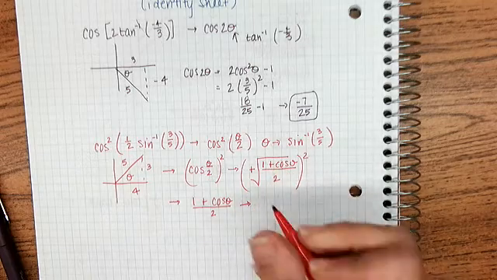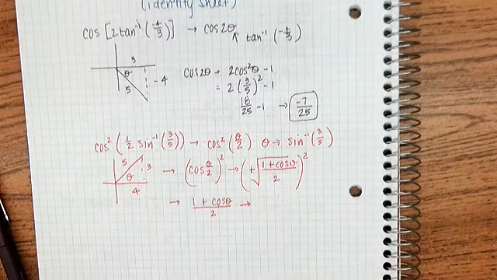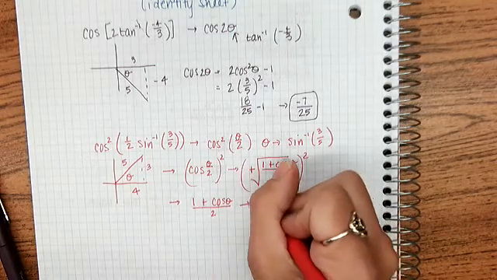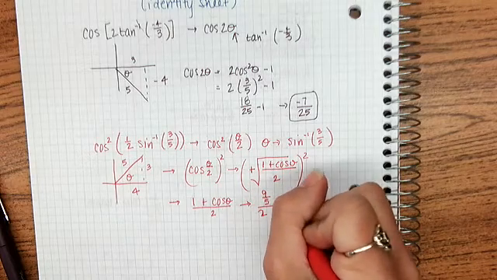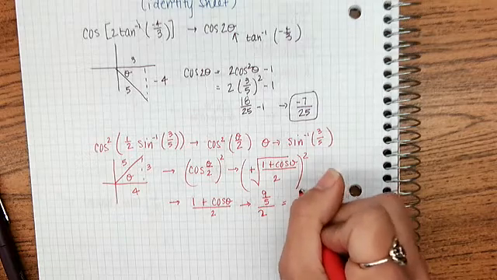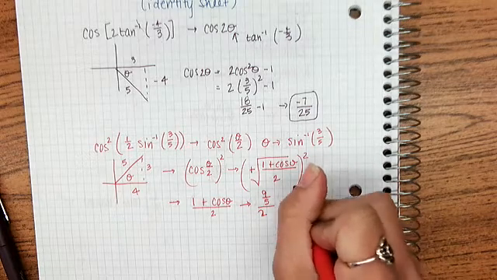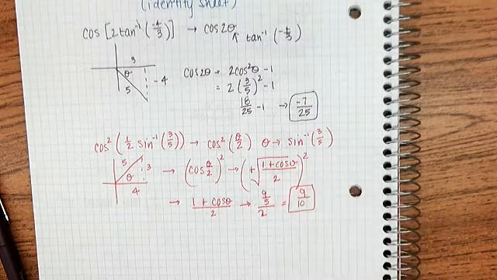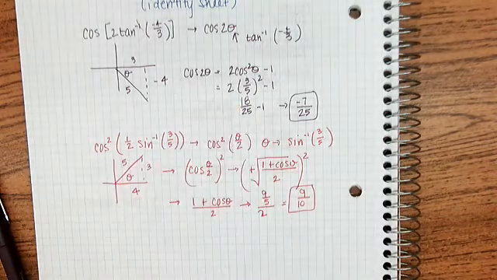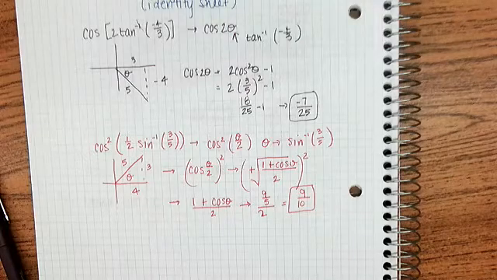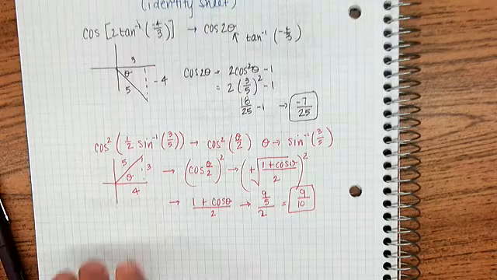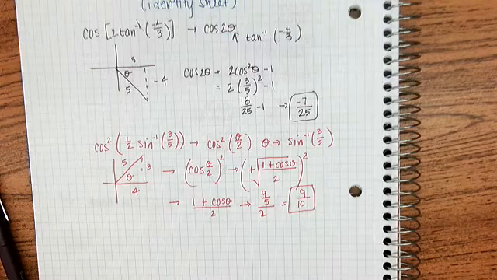And now we just do some evaluating. So let's see, the cosine is 4/5 plus 1 is 9/5 over 2, which is 9/10. These types of problems are purely identifying, using your identity sheet to get the substitutions, draw your triangles, and then plug in. Okay, let's look at some solving.